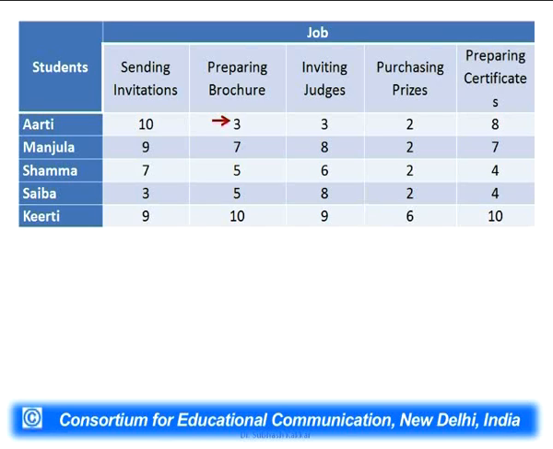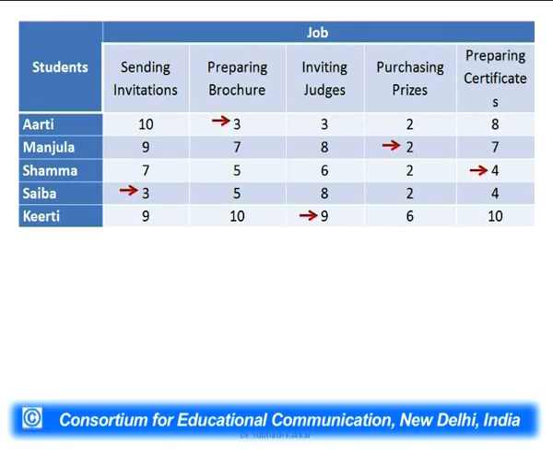So, Arati has been assigned preparing brochures, and she will take only 3 hours to complete this job. Next, Manjula has been assigned purchasing prizes, and she will take only 2 hours to complete this job. Shama has been assigned preparing certificates, and she will take 4 hours to complete the job. Saiba is assigned sending invitations, and she will take 3 hours to complete the job. And the last, Kirti has been assigned inviting judges, and she will take 9 hours.